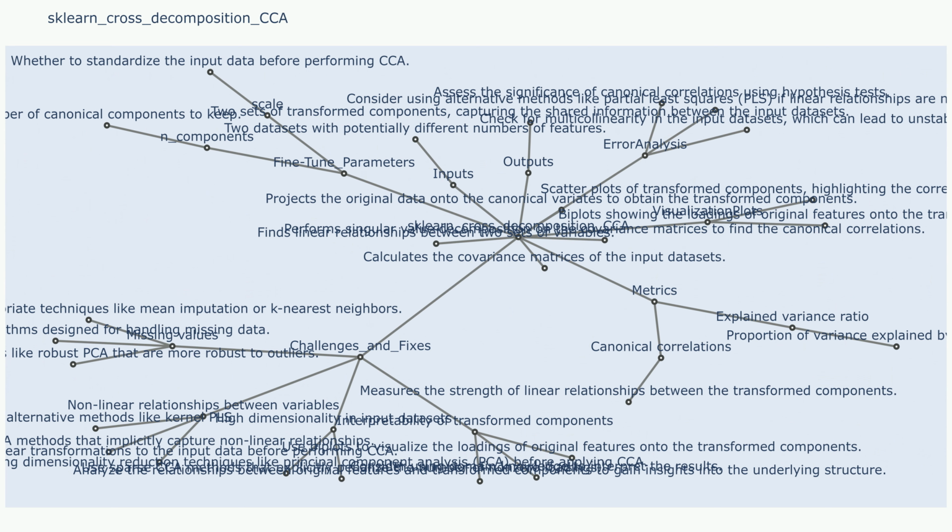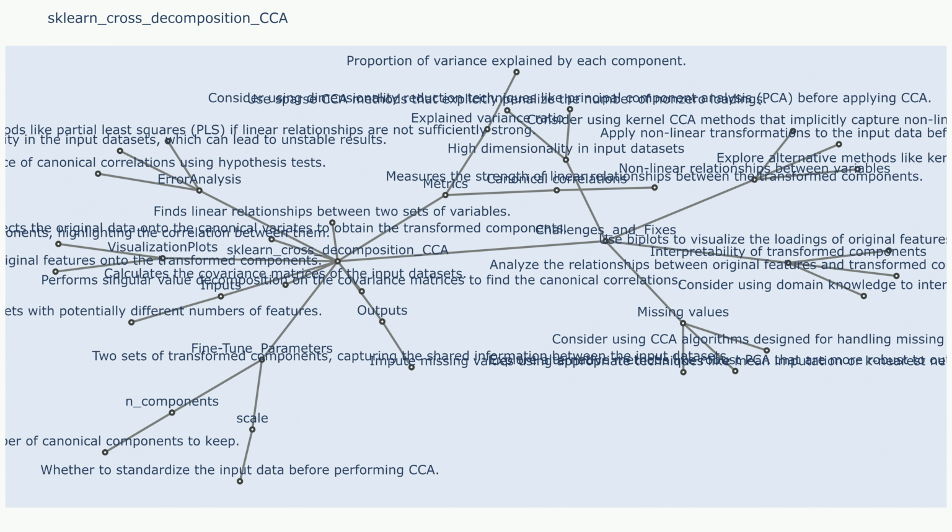Visualization plot 1: scatter plots of the canonical variables can be used to visualize the relationships between the two data sets. Visualization plot 2: bar plots can be used to visualize the weights of the linear transformations, highlighting the relative contributions of different features to the canonical variables.